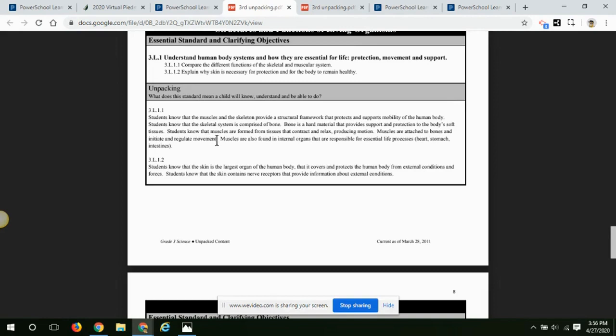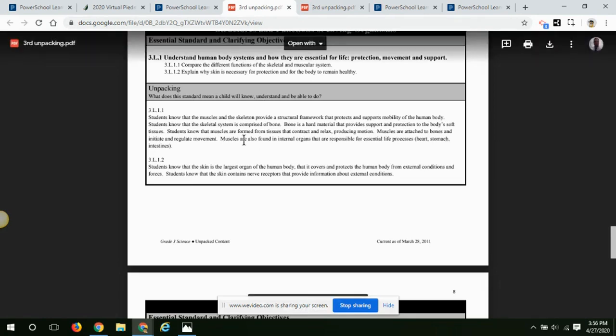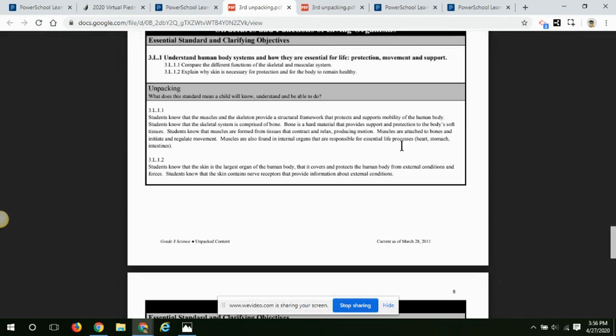For example, this one right here says that muscles are also found in internal organs and are responsible and essential for life processes: the heart, the stomach, and the intestines. So we get a little bit into that part of it. That is the muscles that are a part of the heart, the muscles of the stomach, the muscles of the intestines, which are pushing that food through our body to help push it through and to get it out.